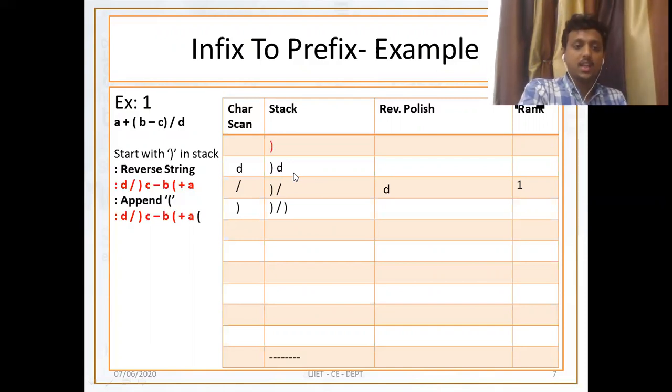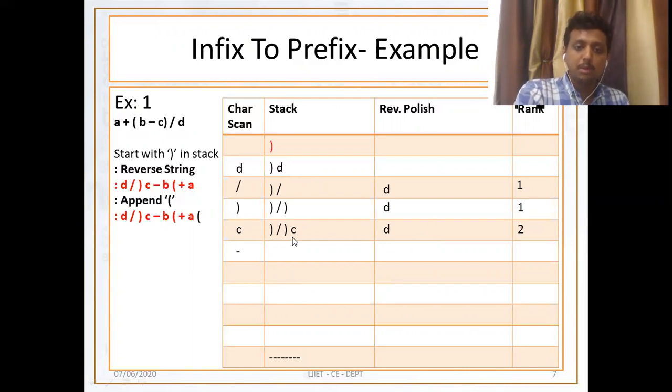Closing. Then the next character is C. Keep the D and 1 as it is. Now C, so push the C. D and 1 as it is. This is wrong. This should not be 2. Okay. Now next is minus.